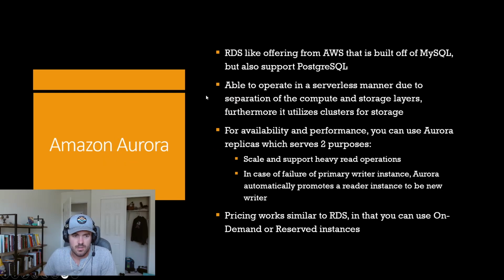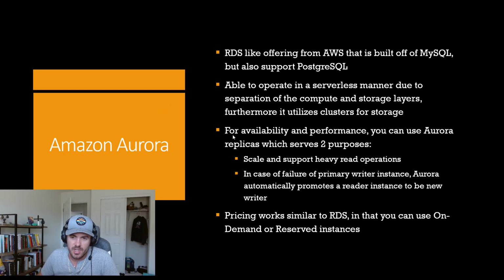So we've got Amazon Aurora, which is similar to RDS. Okay, very similar. But it's, like I mentioned earlier, only designed right now to support MySQL and Postgres. I've already said this a few times, so I won't elaborate, but basically it separates the compute and storage layers, which allows it to be serverless if desired. And then it utilizes clusters for storage. You might get asked about that, but probably not. So I wouldn't worry too much about the internals of Aurora.